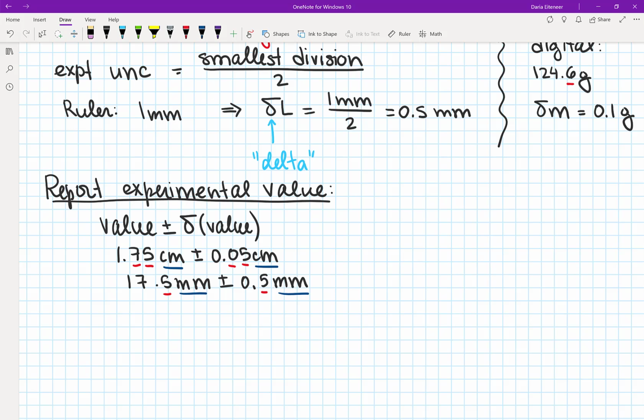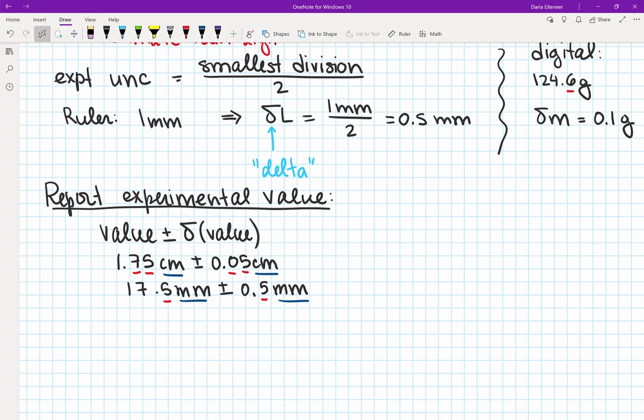So that one for measurement of mass in the upper right, I would write as 124.6 grams plus or minus 0.1 gram. Okay, so the plus or minus is actually not a part of the uncertainty itself, but basically what it says is that the value could be that much bigger or that much smaller based on how imprecise the measurement is.